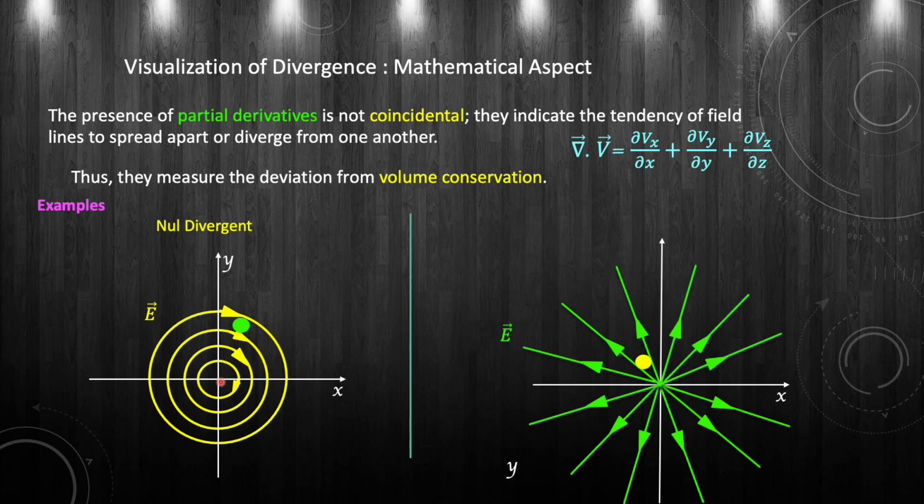Radial field expanding from the origin. Consider a radial field that extends outward from the origin in all directions. If the same gas bubble is placed in this field, it will experience expansion and no longer conserve its volume. In this case, the divergence is non-zero, signifying a lack of volume conservation.